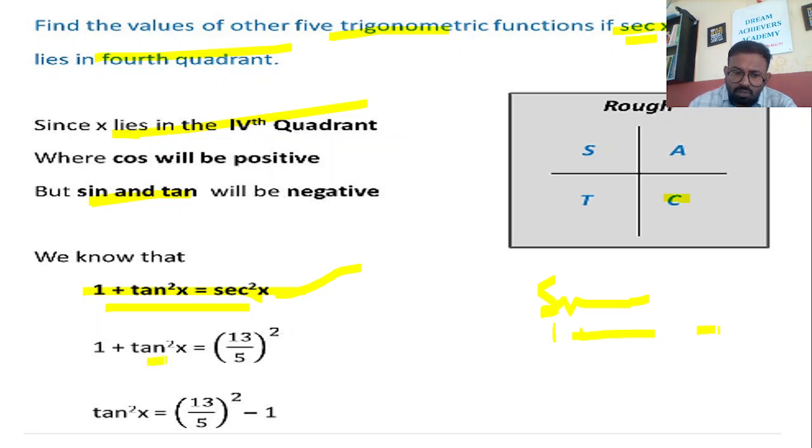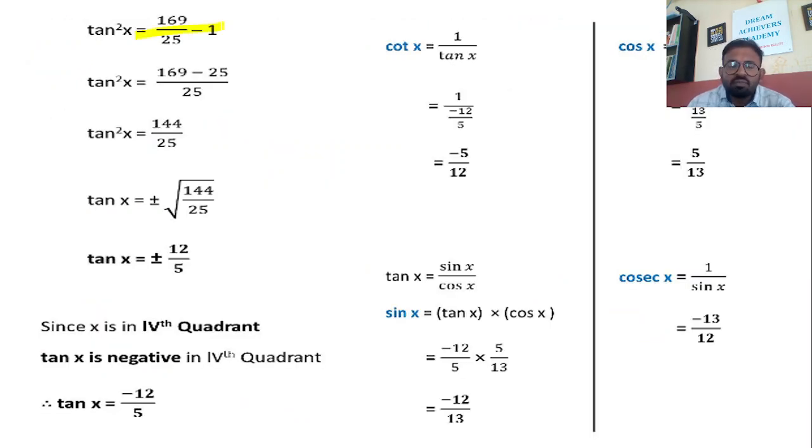See, 1 plus tan² x equals secant x value they have given, 13 by 5 whole square. So I want the value for tan² x. I will keep tan² x as it is on the left hand side, but I will transpose this plus 1 to my right hand side, so it will become negative. So 13 by 5 whole square minus 1. 13 square is 169 and 5 square is 25. So 169 by 25 minus 1. If I take the LCM of 1 and 25, I get 25, and subtracting, 169 minus 25 by 25, I will get 144 by 25.